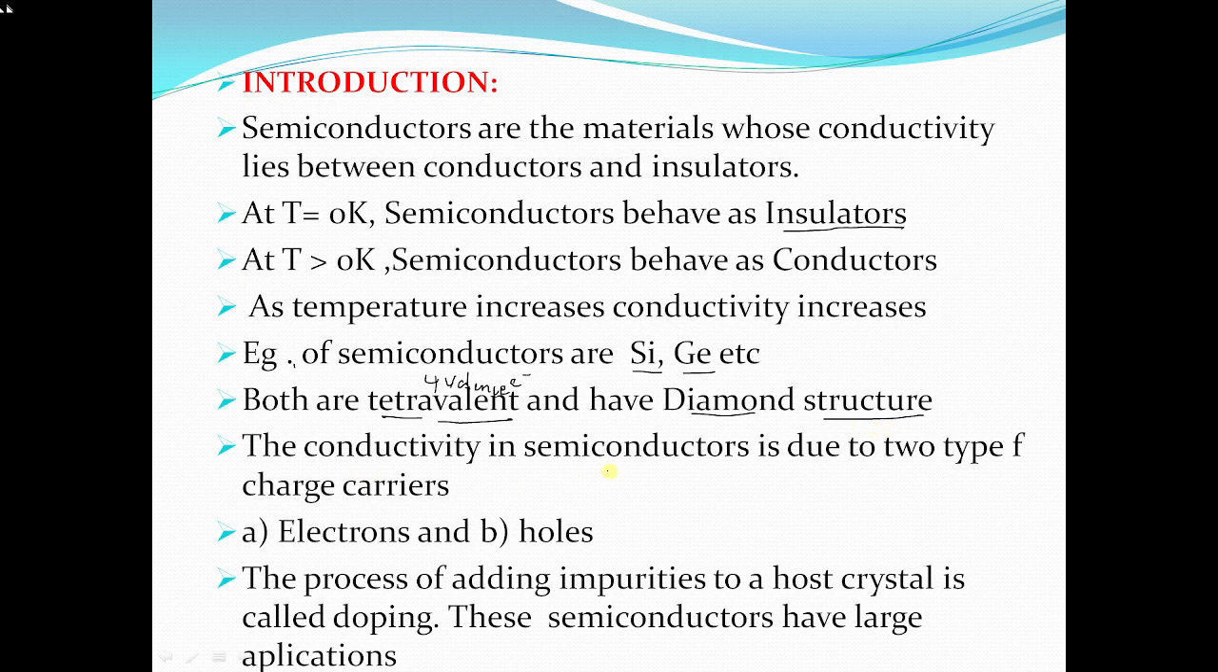Now the conductivity in semiconductors. See here, what are the charge carriers? Charge carriers in semiconductors are both electrons and holes. Conduction is due to both electrons and holes. Next, the process of adding impurities to the semiconductors is called doping. Because of doping, semiconductor conductivity increases.